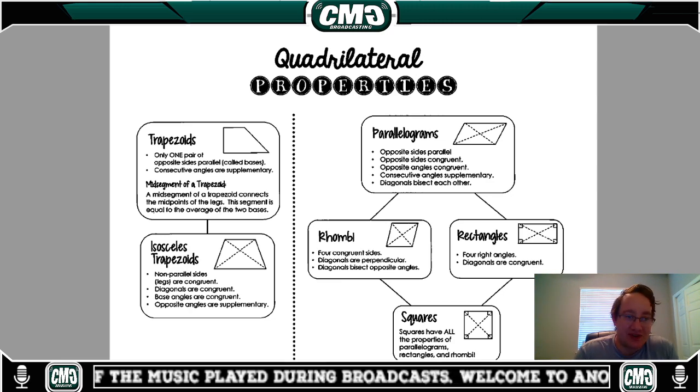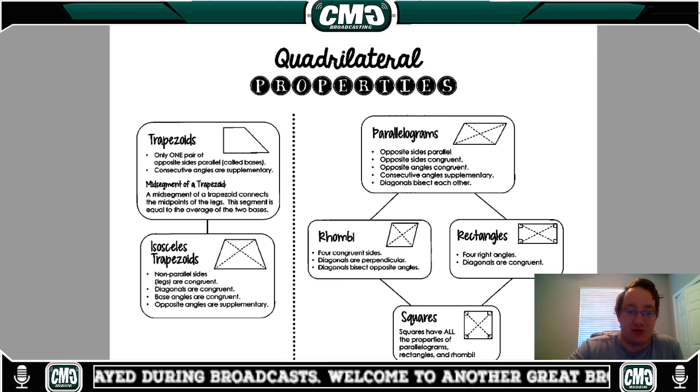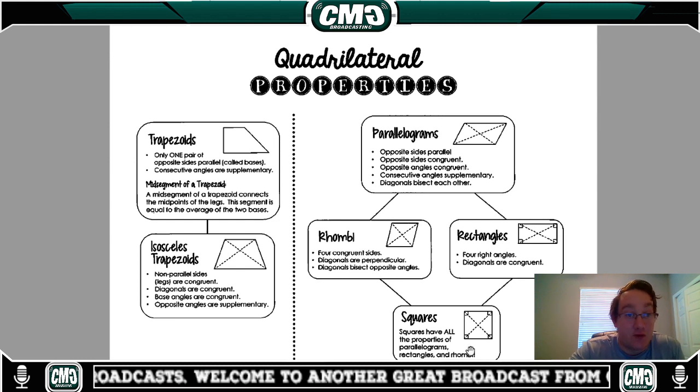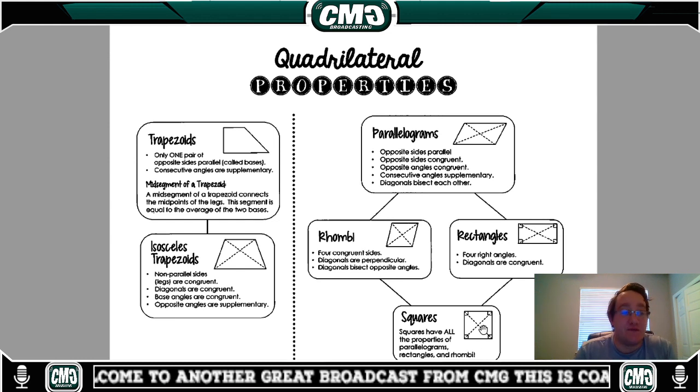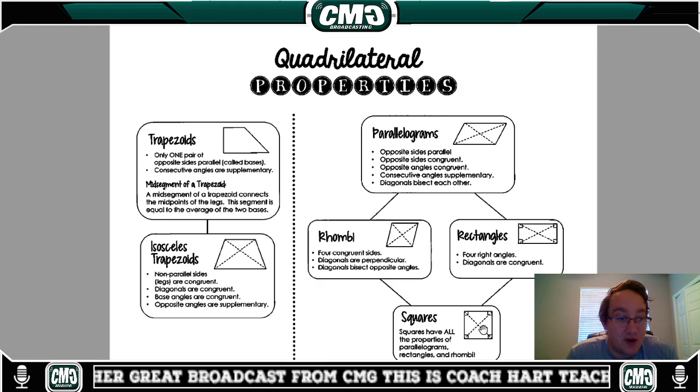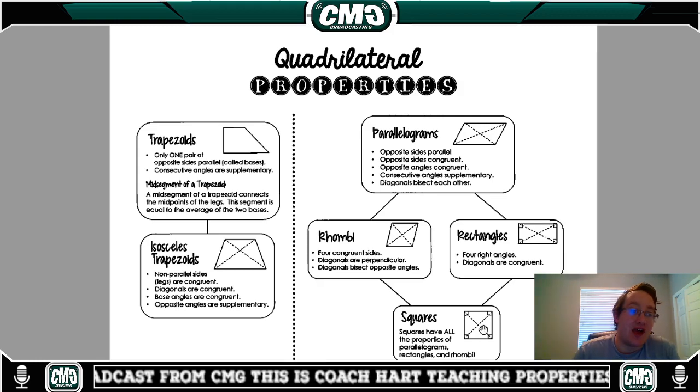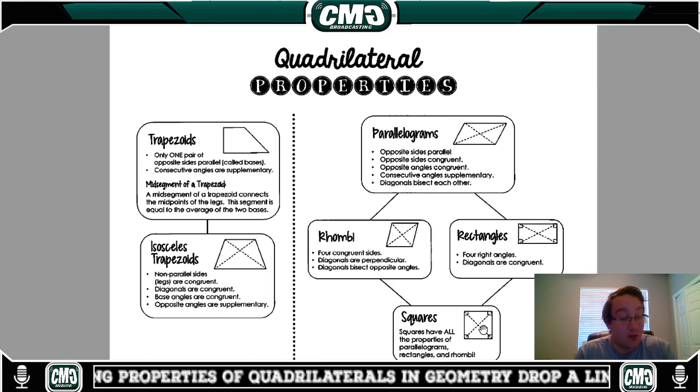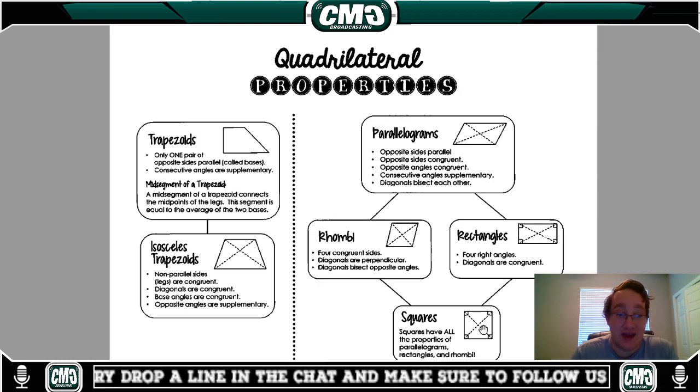So you'll notice on the left side, we've got the trapezoids. Quadrilaterals just means it's got four sides. So now we're looking at different four-sided shapes. When it comes to the trapezoids, they only have one pair of parallel sides. Now, the parallel sides are going to be big for a lot of these shapes, as well as whether sides are congruent and whether we have right angles. That's really going to be the big differentiators between what we have.